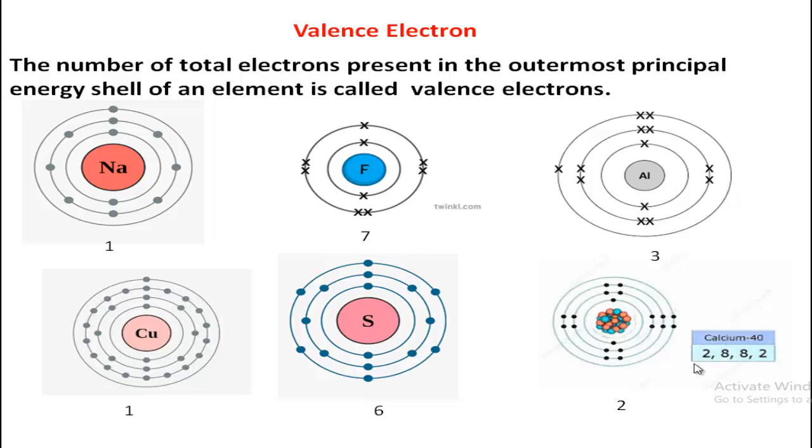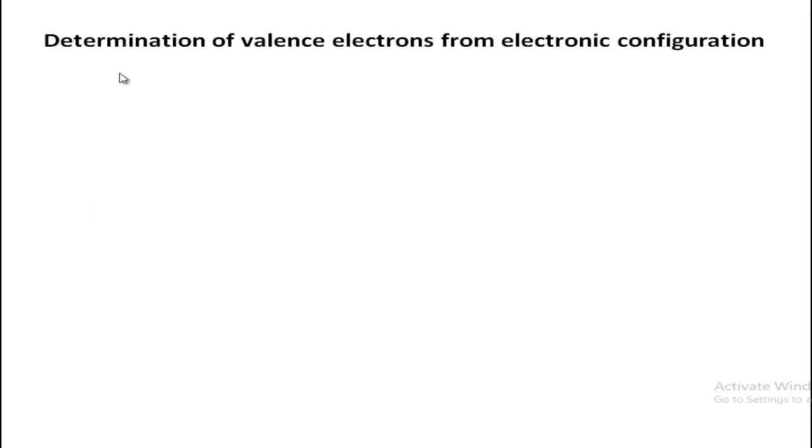So my dear students, you can easily determine the number of valence electron from the diagram of an atom. Now we will see how we can determine the valence electron from the electronic configuration. So, determination of valence electron from electronic configuration.